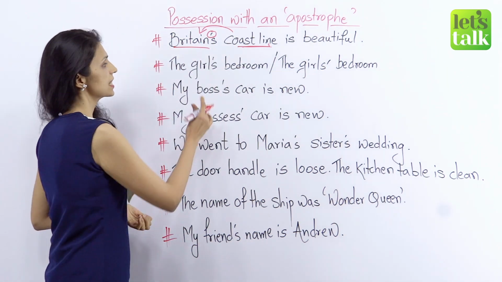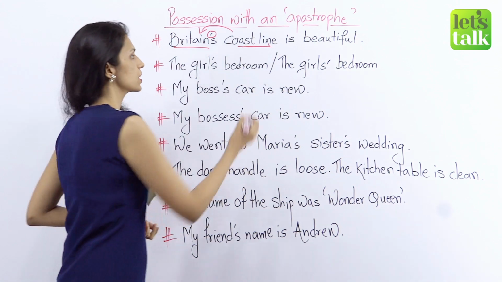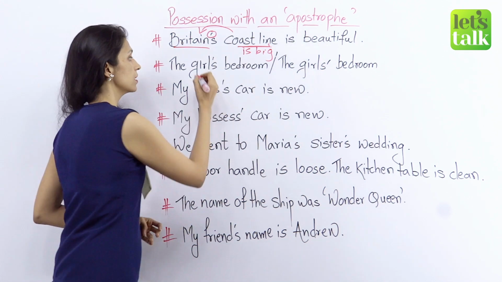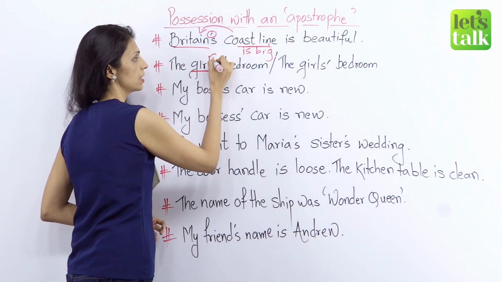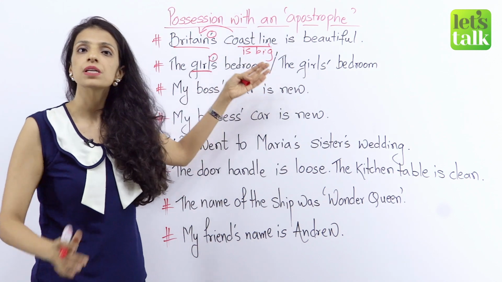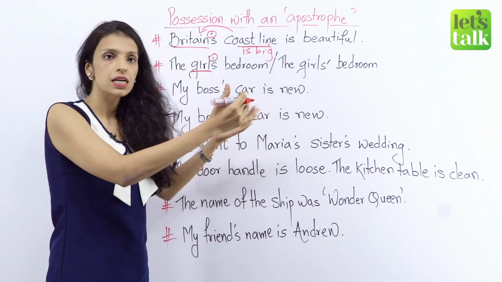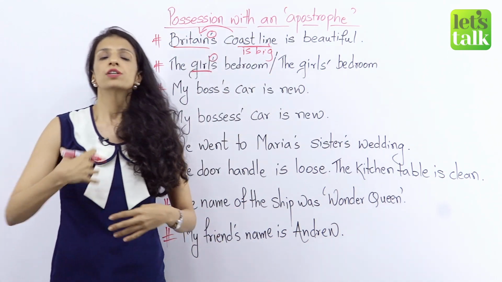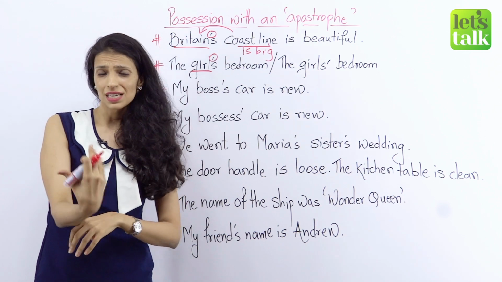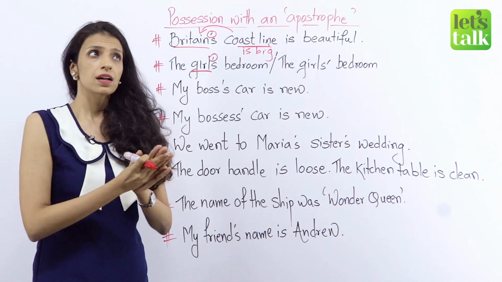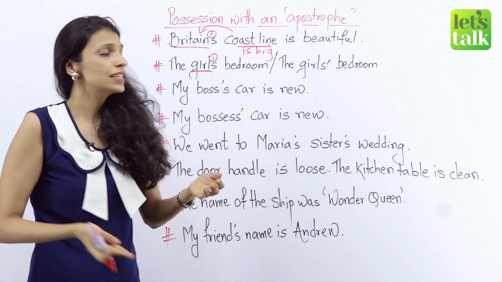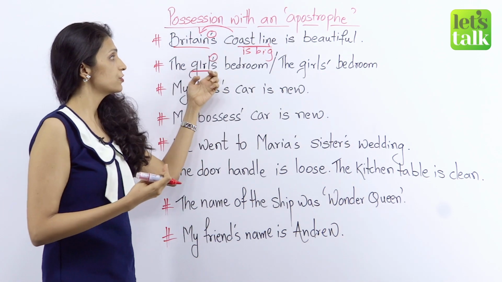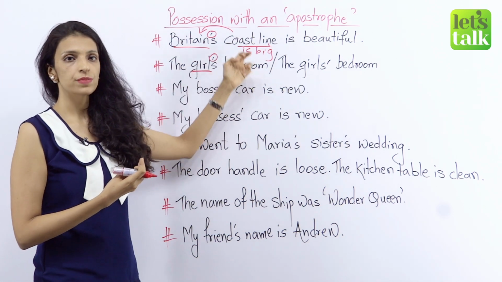Okay, the next one says the girl's bedroom. So if I tell you the girl's bedroom is big, the girl's, one girl, apostrophe S. The bedroom that belongs to the girl is big. So when you speak, you're going to say the girl's bedroom. It's going to sound like a plural because when we speak, we don't say the girl apostrophe S. We don't say that. So it's going to sound like a plural. But remember, your verb is there in singular. The girl's bedroom is big. The bedroom that belongs to the girl.